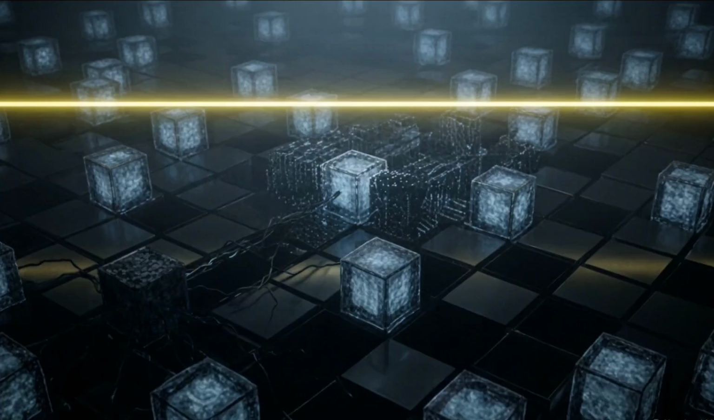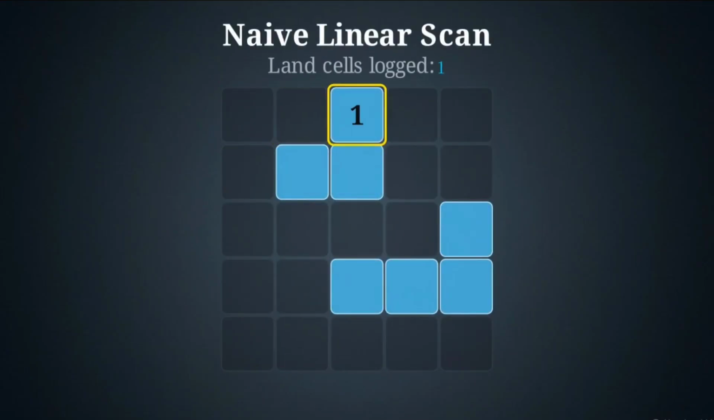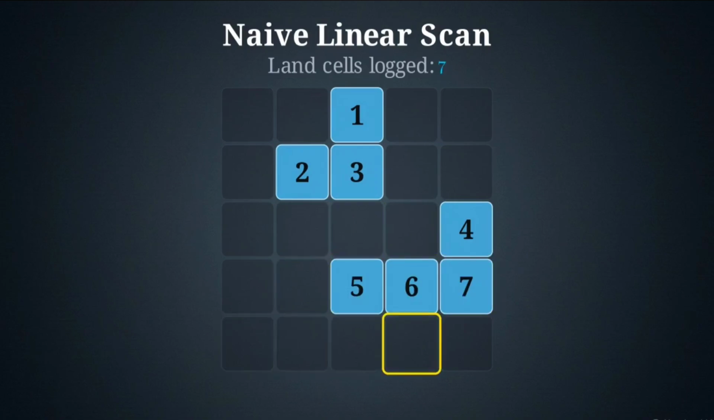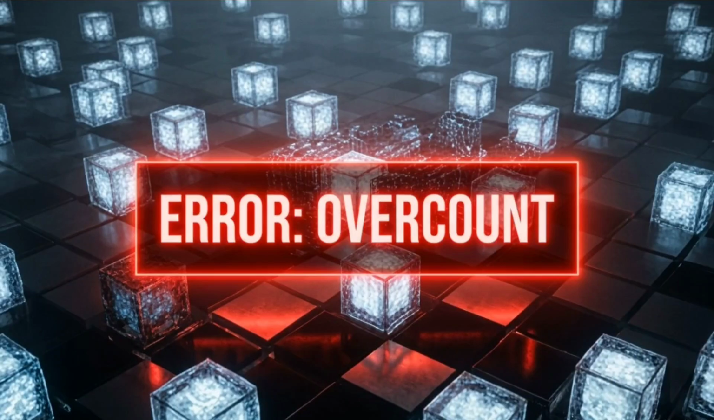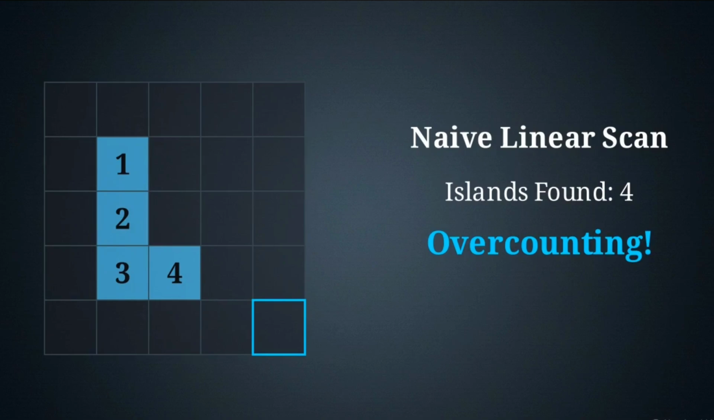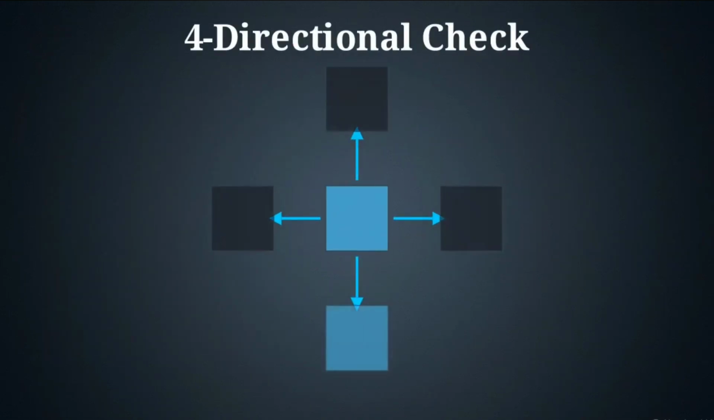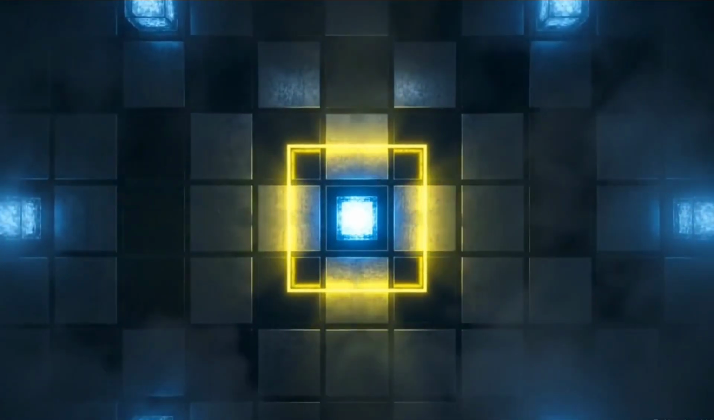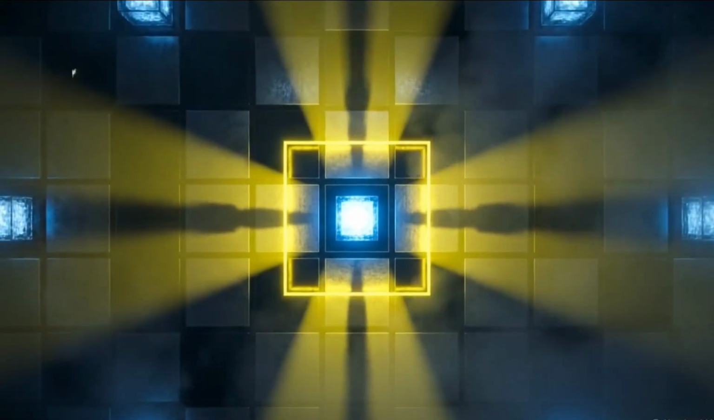The most obvious way to do this is to deploy a linear scanner. It simply sweeps across the board, left to right, top to bottom, and tallies every piece of land it hits. But this naive linear sweep fails almost immediately. It overcounts the islands because it treats every single coordinate of land as an entirely separate landmass, even if they are directly connected. The logical fix is to program the scanner to check the immediate surroundings. When it finds land, it looks at the adjacent coordinates to see if they belong to the same cluster.